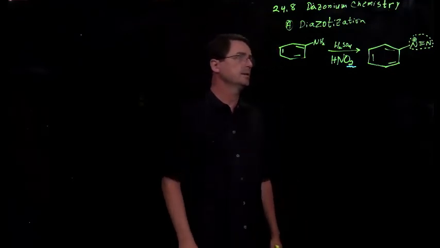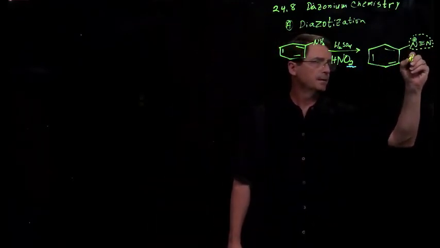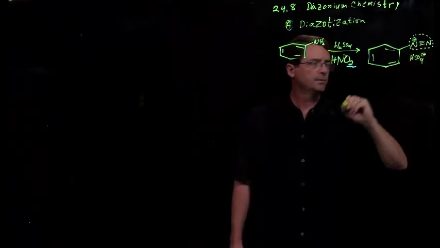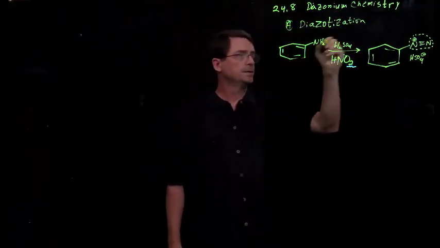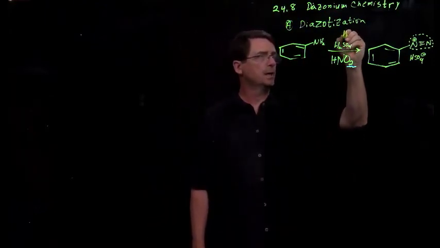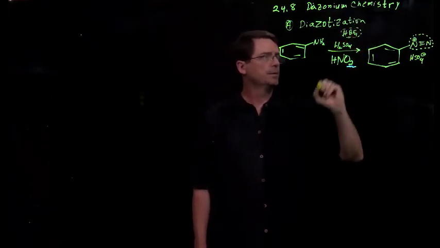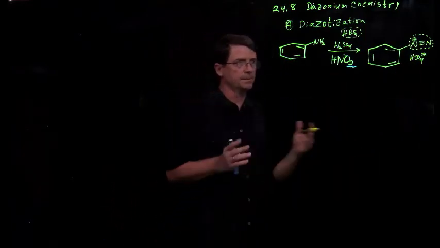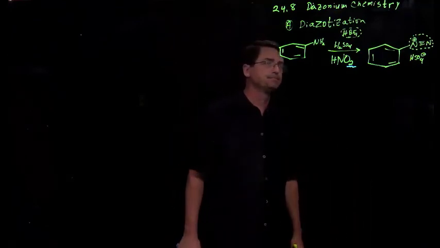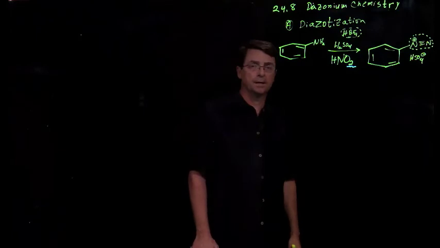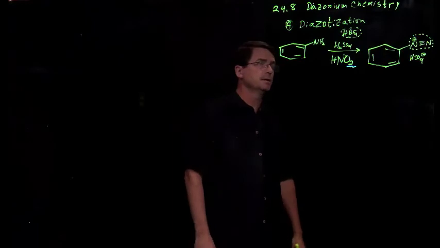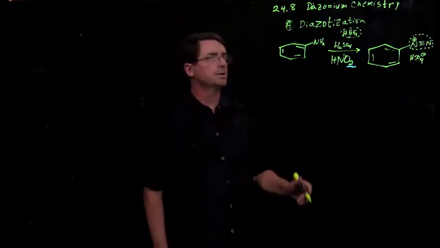Now, what can we do with this? Of course, there's a counter ion here. In this case, it's HSO4 minus. But we can control that by changing the acid. So if we use HBF4, which is a very common example, then we would have the BF4 counter ion over here. And that one is useful in some places. For instance, in making the fluoride compounds. All right, so if we have the diazonium compound, what are we going to do with it?